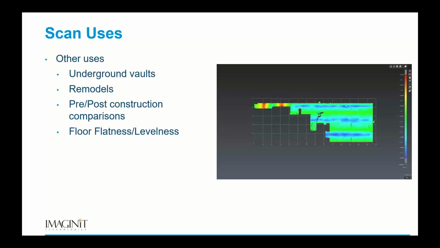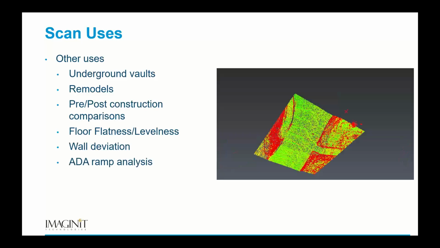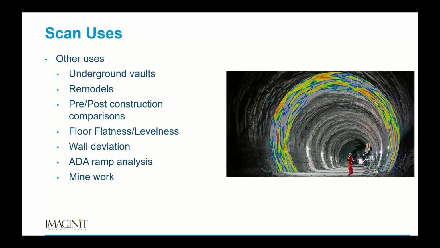So floor flatness, floor levelness, even wall deviations, very similar to floor flatness. Getting into ADA ramp compliance, making sure those are what they need to be, following the guidelines that are set forth. Mine work. Not sure if we have anyone on the call that does mine work, but again, anything that has to do with safety, getting into scanning the walls of the mine.